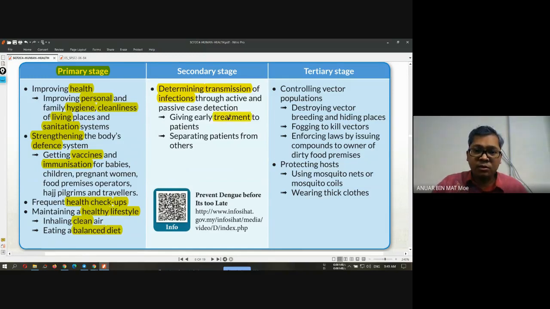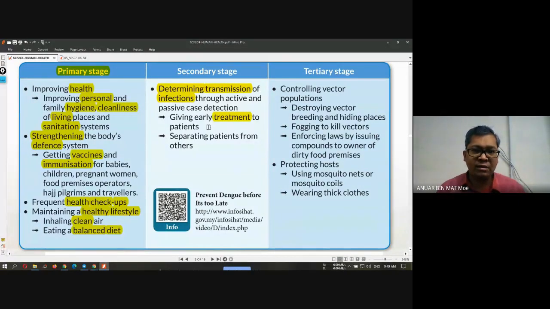Giving early treatment to the patient. If you are positive and you have symptoms, you will go to the hospital to be treated. If you are positive but you don't have any symptoms, you don't have fever, you do not have any sore throat or cough, you will need to be quarantined.